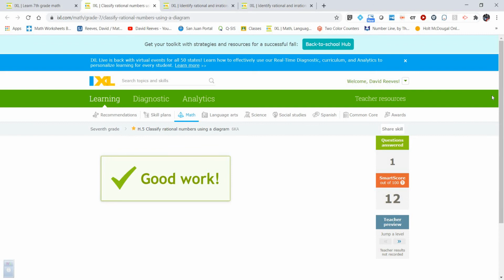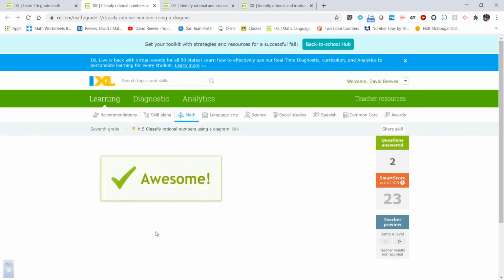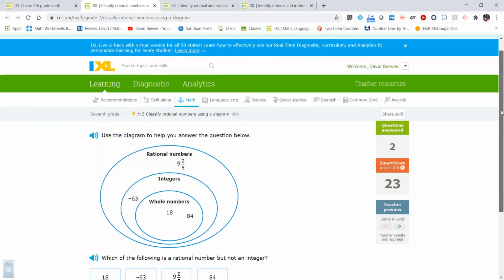All right, let's take a look at the next one. Which of the following is a whole number? All right, whole numbers can't be negative. So right off the bat, that knocks out the first 3. All right, these two would be integers. This one would be a rational number. So 89 is the one we're looking for as a whole number.